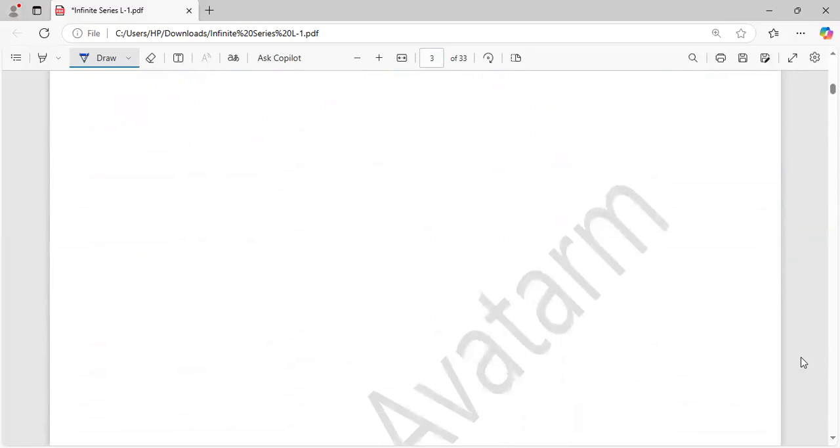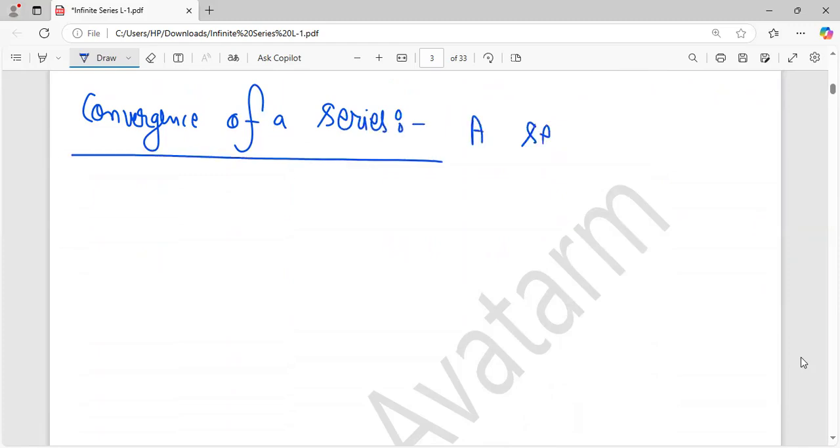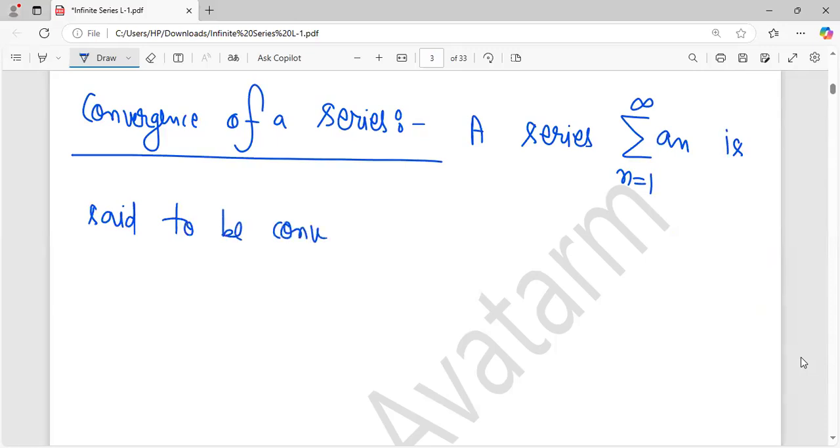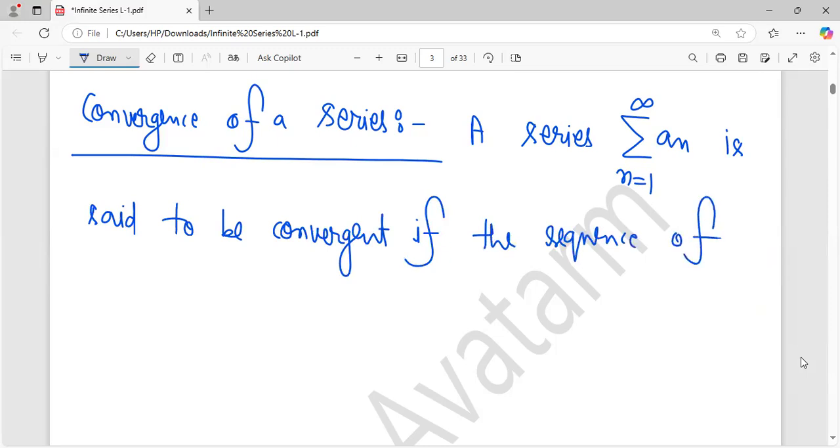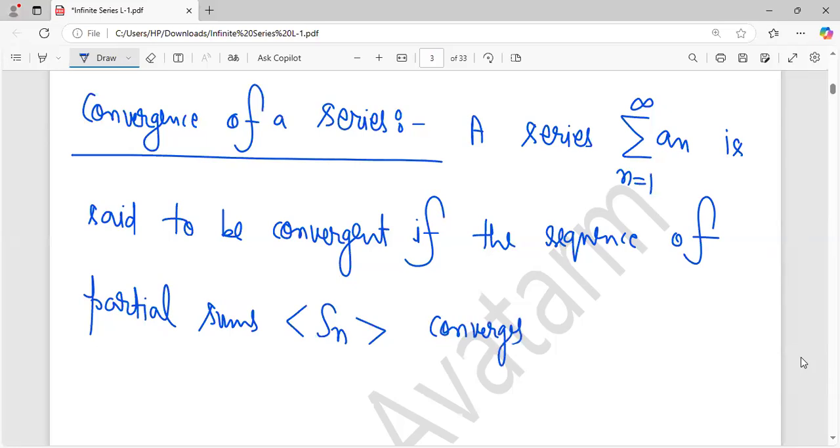Note convergence of a series. A series summation n goes to 1 to infinity an is said to be convergent if the sequence of partial sums Sn converges, is convergent. Okay.